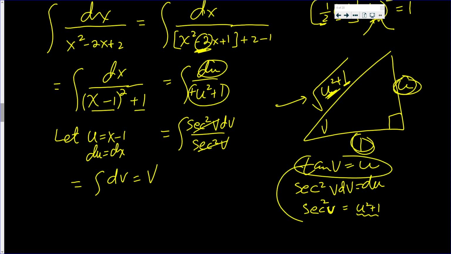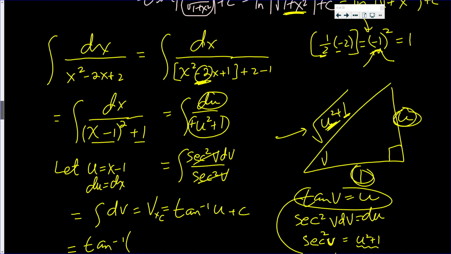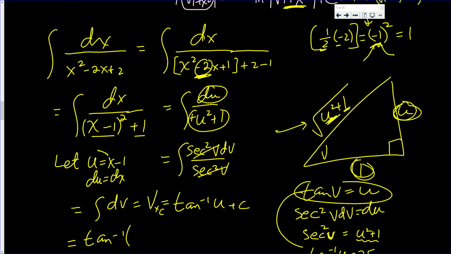This here tells me that the arctangent of u is V. Okay, so I get the arctangent of u. And maybe I put the plus c in now. And the last thing is u was x minus 1. So arctangent of x minus 1 plus c. And there's that answer.